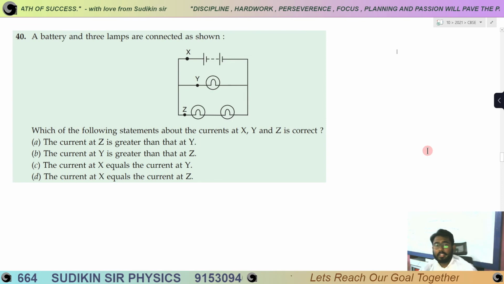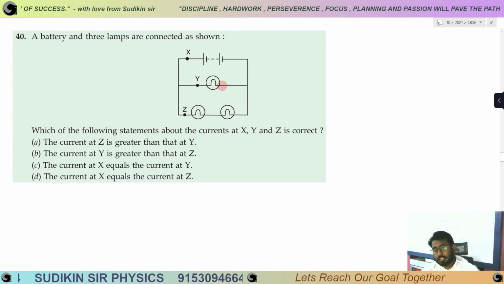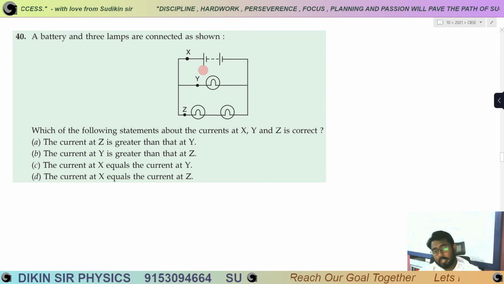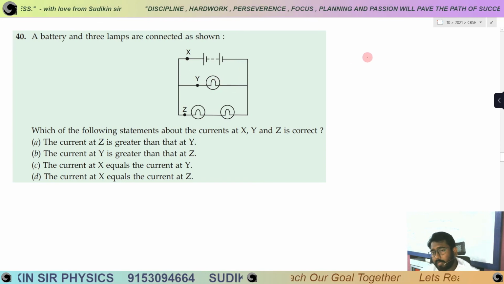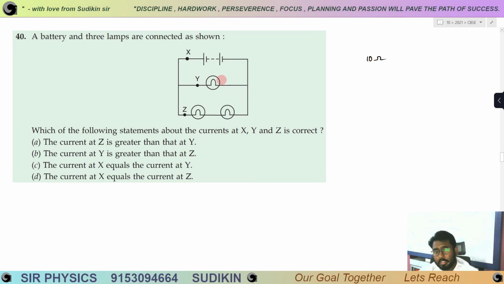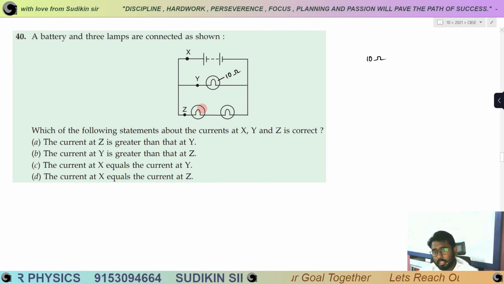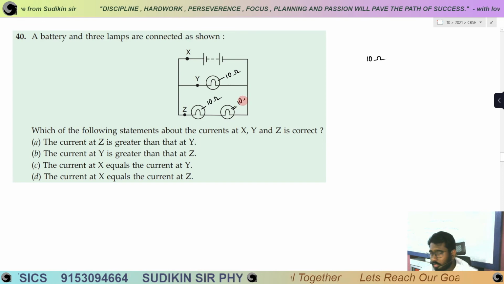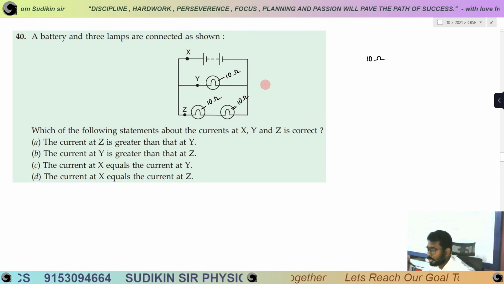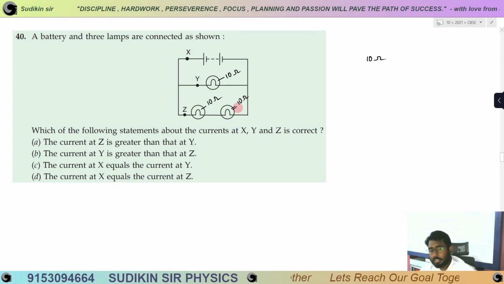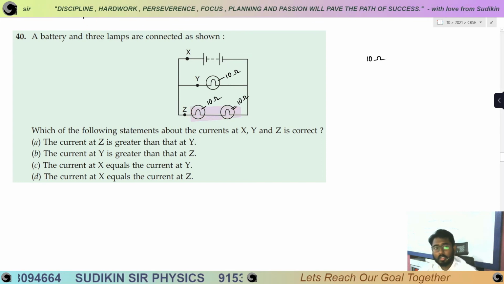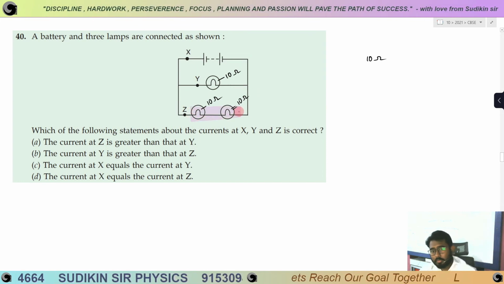Okay, a battery and 3 lamps are connected. Okay, what does this symbol mean? This is a symbol of a lamp, right? Now, if there is one lamp, suppose one lamp has resistance 10 ohm, then this will be 10 ohm, right? Then this one will also be 10 ohm. This one will also be 10 ohm, right? First get this clear. If this is 10 ohm, then this is 10, this is 10. Now tell me one thing, this is connected in series, right? Then what will be the total resistance of this portion? Tell me.